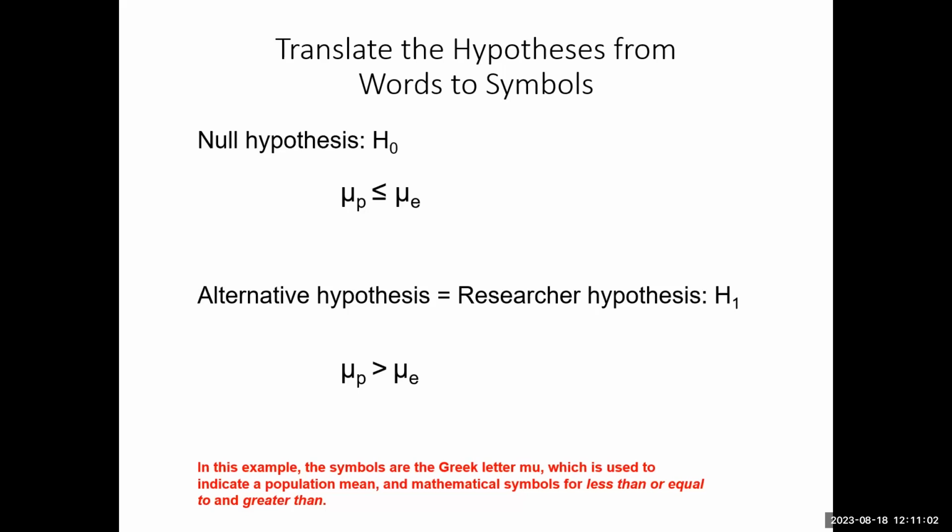So in this slide, we've taken our alternative hypothesis, derived the null from it, and then translated those hypotheses into symbols, as you see here. So if we look at the alternative first, we see mu sub p is greater than mu sub e. The p and e there stand for psychology and engineering students, respectively. Mu is the population parameter, population mean in this case, denoted by the Greek letter mu. Under the null hypothesis, we see mu sub p is less than or equal to mu sub e.